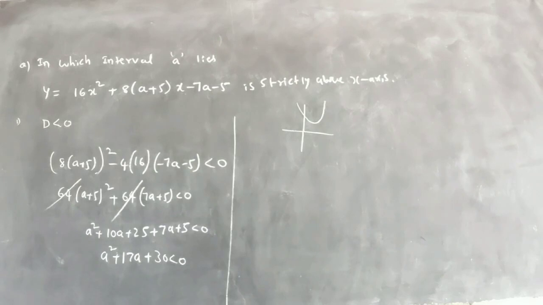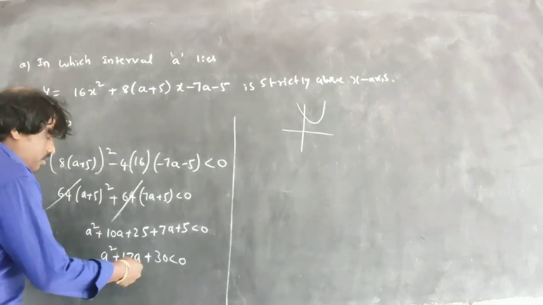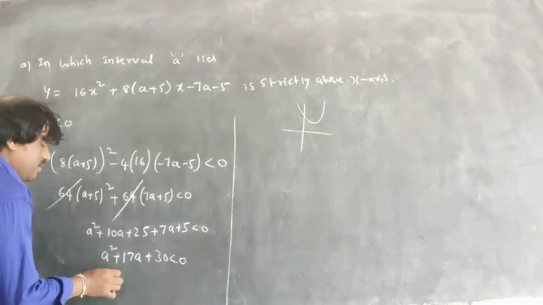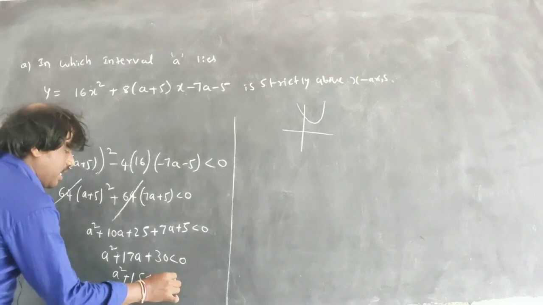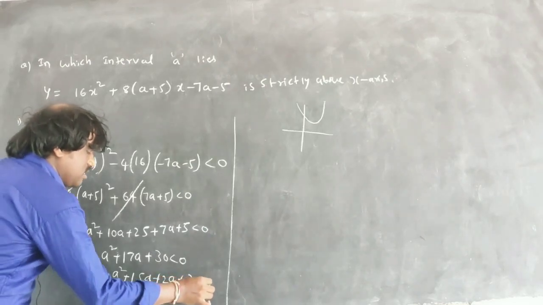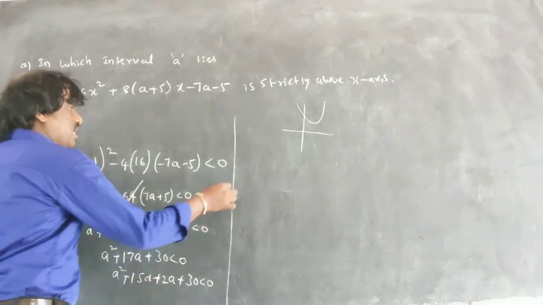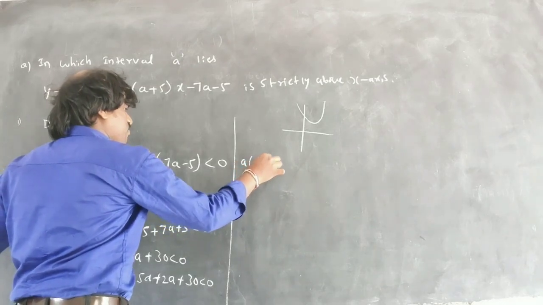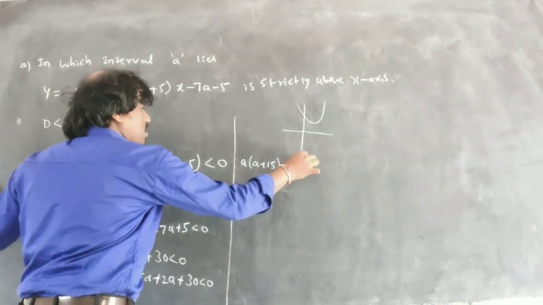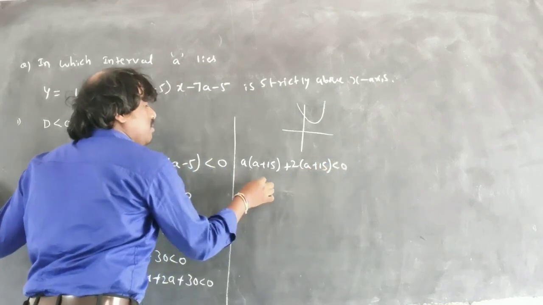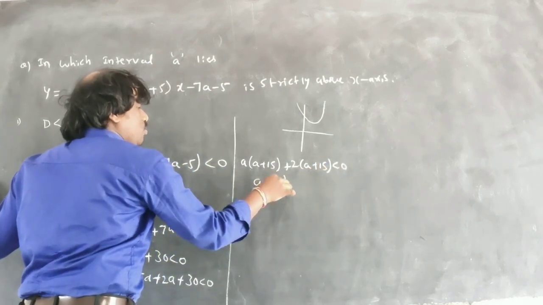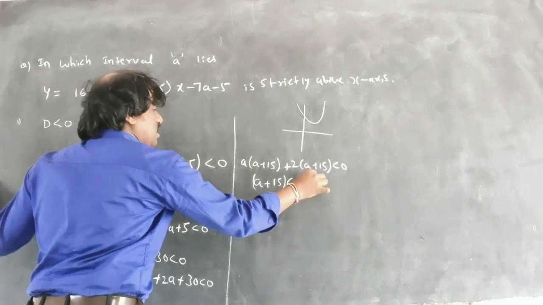B square minus 4ac, yeah. So here we are going to get 15 into 2 is 30, right? Here we can write a square minus 15a plus 2a plus 30 is less than 0. So we can take a common out, so a plus 15, plus 2 common out, a plus 15 is less than 0. It means (a plus 15) into (a plus 2) is less than 0.